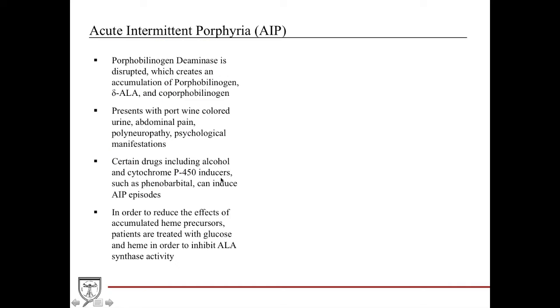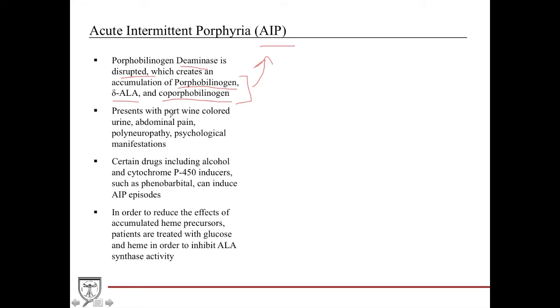So now we're going to talk about the porphyrias. These are very important, especially when we're talking about heme synthesis. Acute intermittent porphyria, or AIP, occurs when porphobilinogen deaminase is disrupted and creates an accumulation of porphobilinogen, D-ALA, and coproporphyrinogen. And again, these are tough because they're hard to pronounce, but you really do need to memorize what is accumulated when you have this disease process.